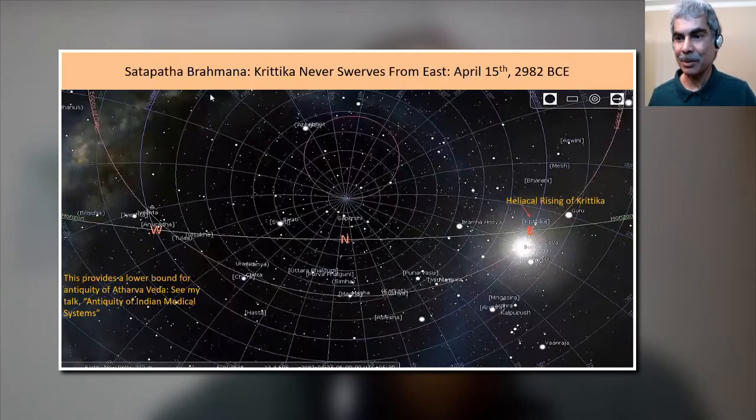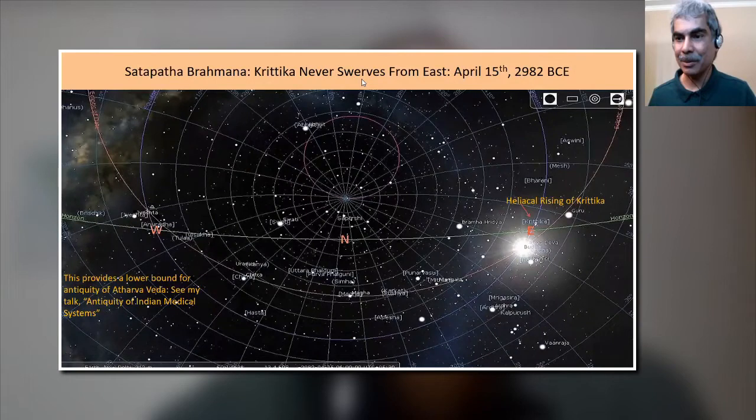There is Rishi Yajnavalkya's work in the Shatapatha Brahmana, where he notes that Kritika Nakshatra does not move from the east direction. Based on this idea, we can crank back our calendars in planetarium software and see when there was a heliacal rising of Kritika. Why heliacal rising? Because he said Kritika never swerves from the east direction.